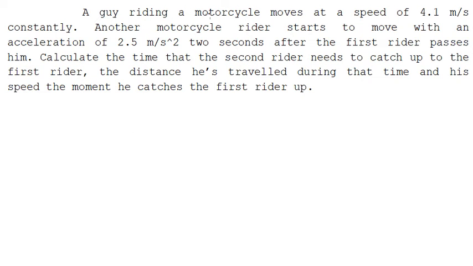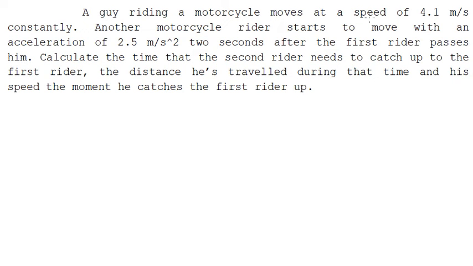A guy riding a motorcycle moves at a constant speed of 4.1 meters per second. Another motorcycle rider starts to move with an acceleration of 2.5 meters per second squared, 2 seconds after the first rider passes him. Calculate the time that the second rider needs to catch up to the first rider, the distance he traveled during that time, and his speed the moment he catches the first rider up. So now I will show you how to answer.